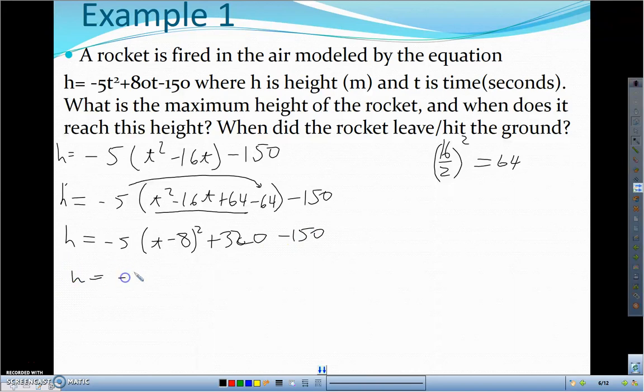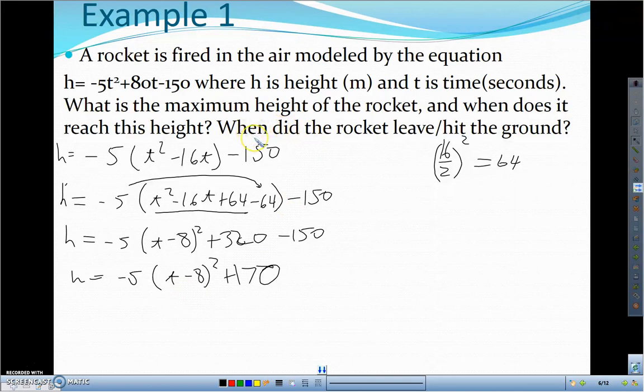h is equal to negative 5 times (t minus 8) squared plus 170, and the vertex in this case would be 8, and the maximum would be 170. So that's the max, and it happened at 8 seconds.